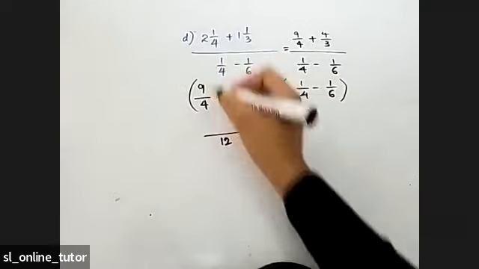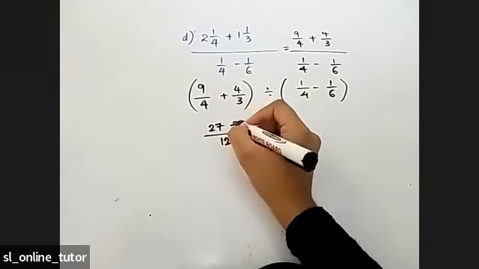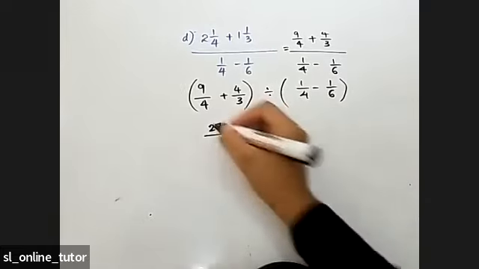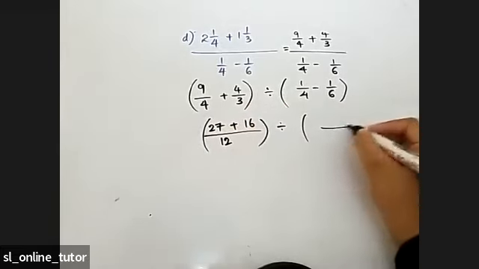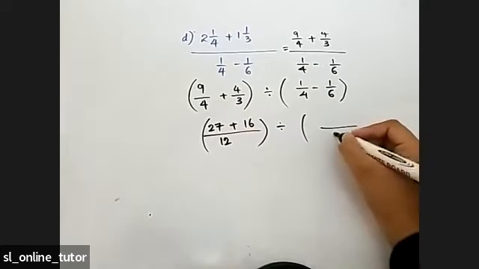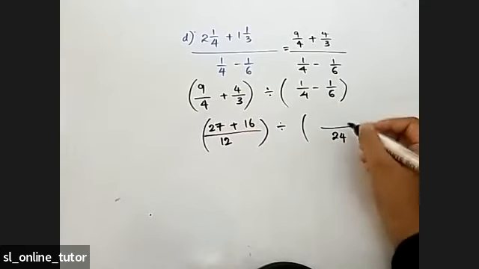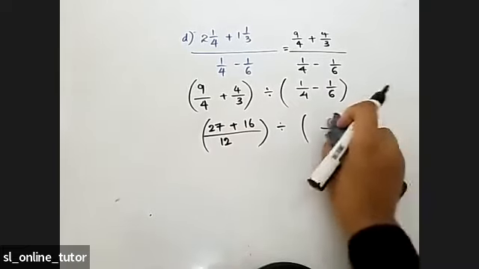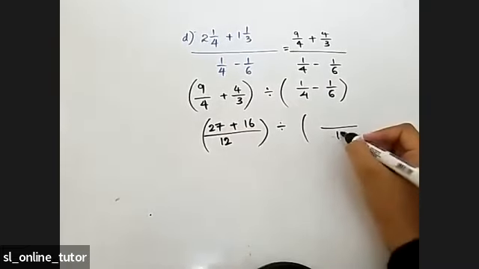4 times 3. So 9 times 3 is 27. 3 times 4. So 4 times 4, 16. Here you are getting 4 times 6, that is common denominator. You can get 24. Any other common denominators do you have here? Yes, you have 12. LCM is 12. So 4 times 3.